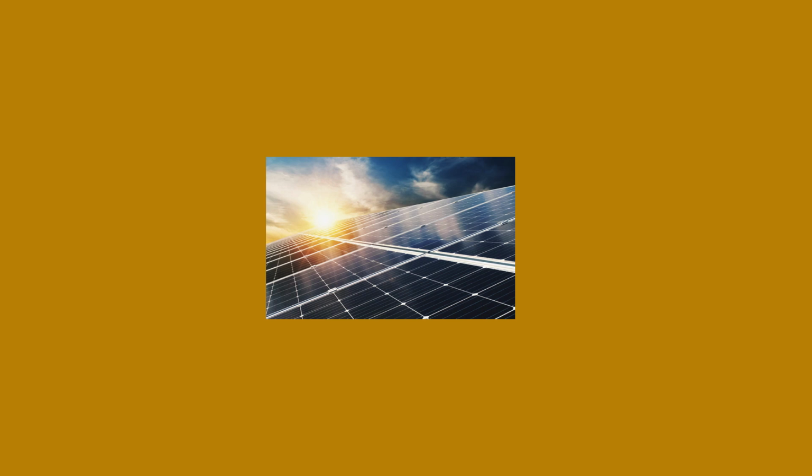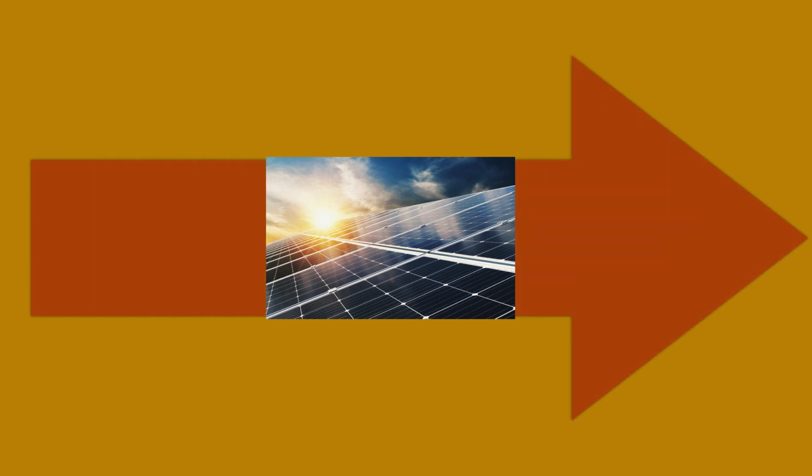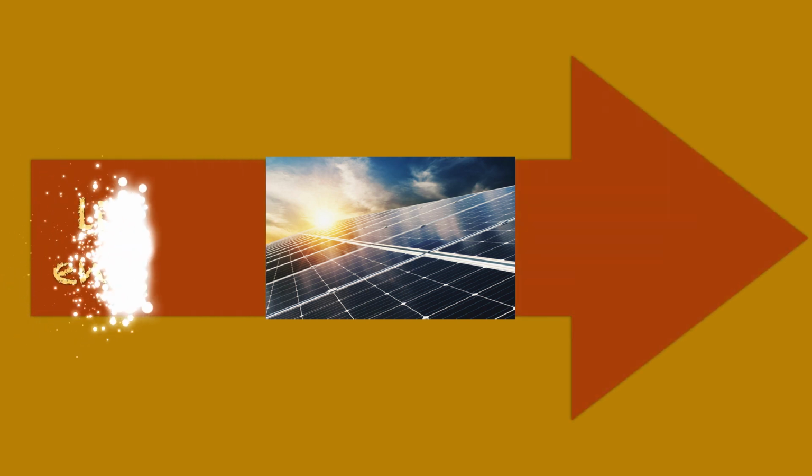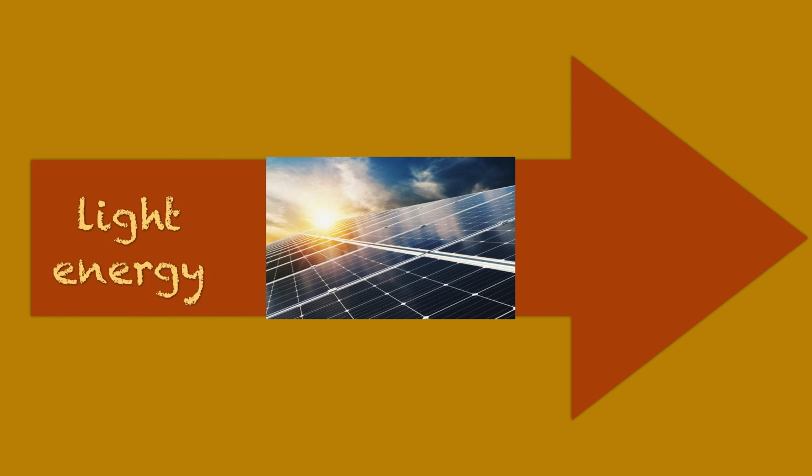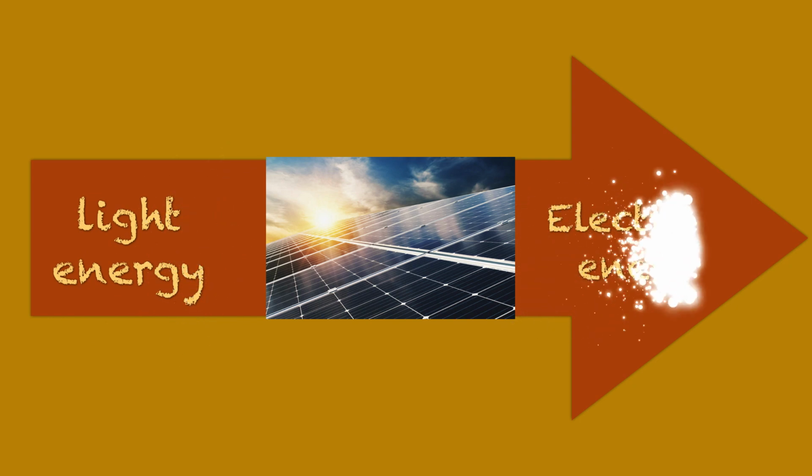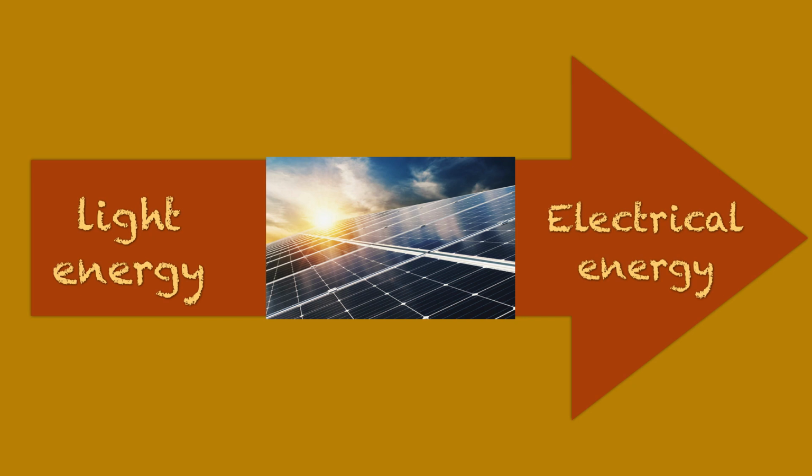How is sunlight used by a device? What's shown on the screen is a solar panel. It's used to generate electricity. From its name, it's clear that it uses the light energy from the sun as input and converts it into electricity.